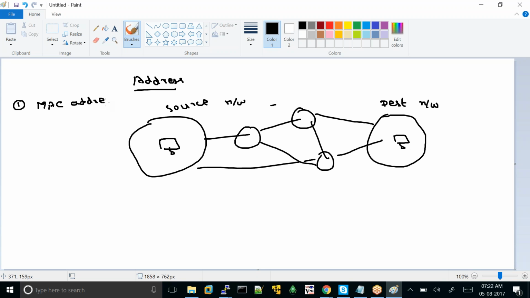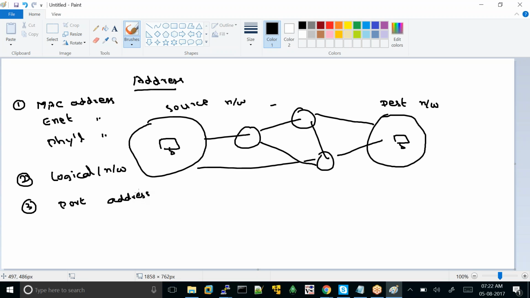Being in networking, you know what a MAC address is. This MAC address is otherwise called the Ethernet address, or the physical address. All the names are the same. The second type of address is the logical address, otherwise called the network address. And the third type of address is the port address. All three addresses are needed in order to identify a computer in a LAN or a WAN, whatever it may be. Okay, so what is a MAC address?